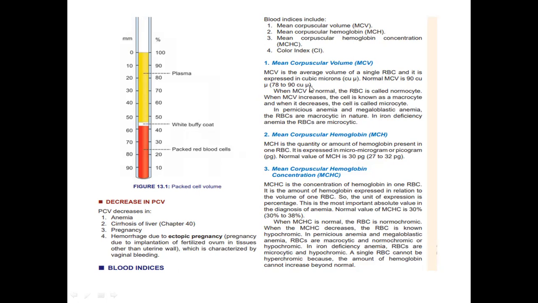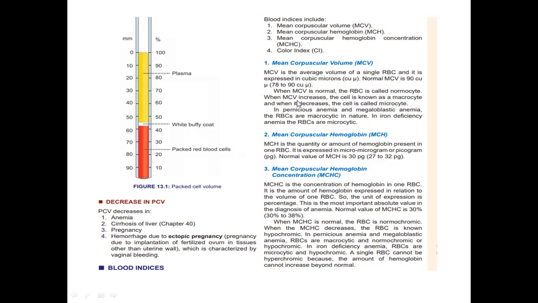Normal mean corpuscular volume ranges from 78 to 90 cubic microns. Now, mean corpuscular volume is the average volume of a single red blood cell, or a single red corpuscle. When mean corpuscular volume is normal, pay attention to this. When we have a normal mean corpuscular volume within this range of 78 to 90 cubic microns, the red blood cell is called a normocyte. Normocyte because it is normal.